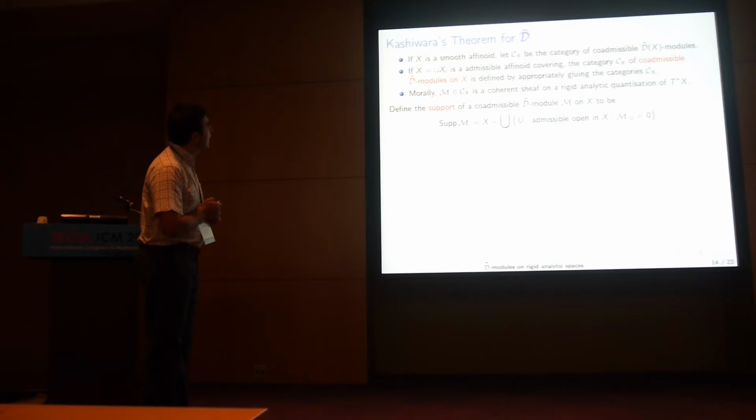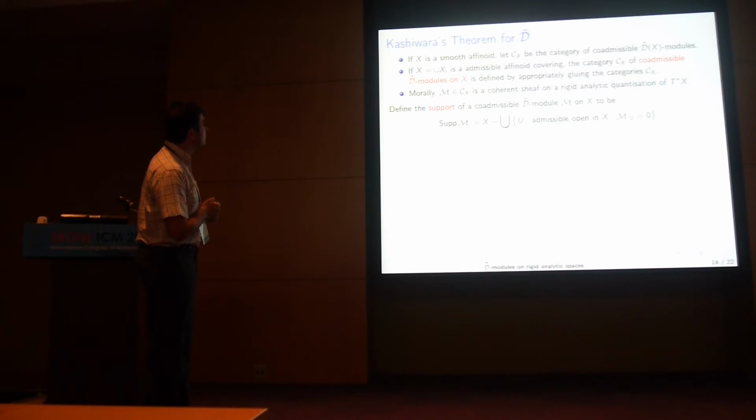C of X is the category of coadmissible Dhat of X modules, because we can prove this is Fréchet-Stein. And then if you take a random rigid analytic space, you pick some random covering, and then we can prove that if you glue the coadmissible Dhat of X_i modules, and this doesn't depend on the covering, so Dhat modules form a stack on the rigid space. And morally, a coadmissible Dhat module on X should be thought of as a coherent sheaf on some kind of non-commutative version of a cotangent module.